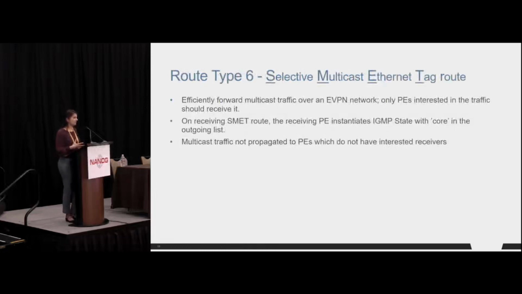Now we build on top of 7 and 8, and we start to utilize route type 6. The DF is the only one that sends out route type 6. When it decides that it has receivers and needs to pull data from the core, it's going to generate the route type 6. The whole point of this route is that if I'm a PE and I don't have any receivers for a particular group, I don't want the traffic for that group. If I send the SMET route, I see traffic for that group. If I withdraw the SMET route, I stop seeing traffic for that group.